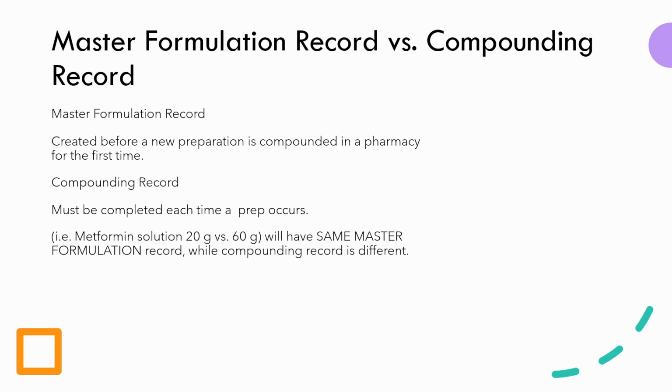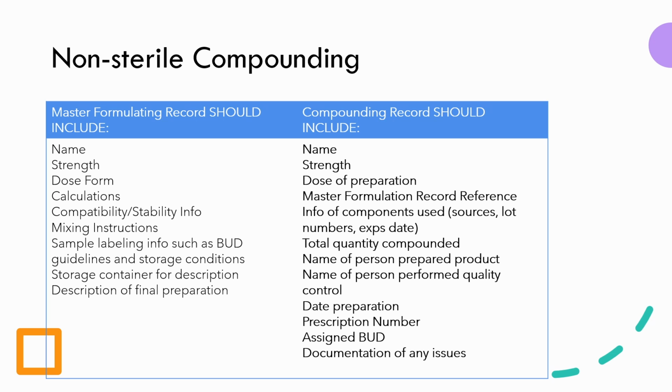So this is a good example of what a master formulation record is compared to a compounding record. Let's say you made a metformin solution, 20 grams versus 60 grams. Because it's the same drug, the master formulation record should be the same. But the compounding record is different because you're producing a different strength of the product. These are the non-sterile compounding requirements for what needs to be included in master formulation records compared to compounding records.